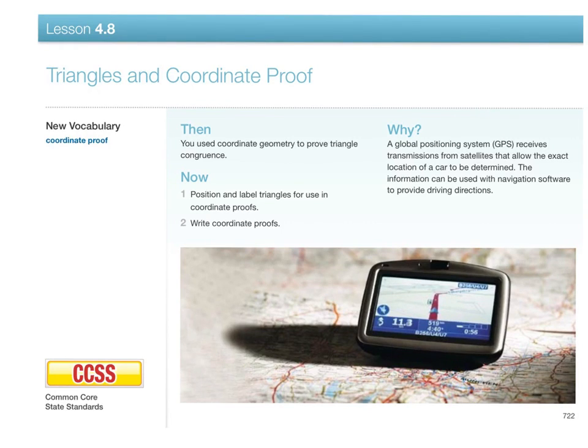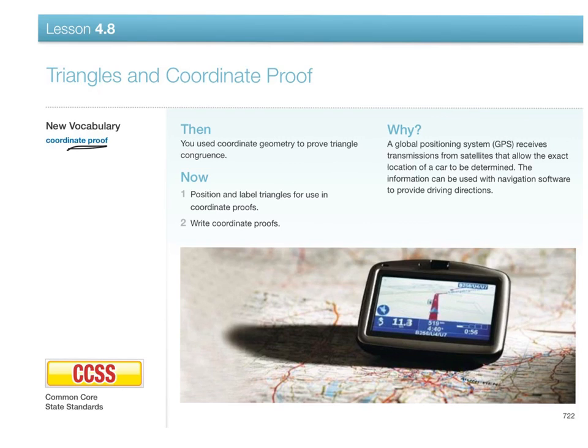Finally, in this chapter 4.8, triangles and coordinate proof. And coordinate proof is your vocabulary today. What's the difference between coordinate proof and coordinate geometry? When you're talking about coordinates, it's not always two given numbers. Sometimes you're given numbers, sometimes you're given letters.